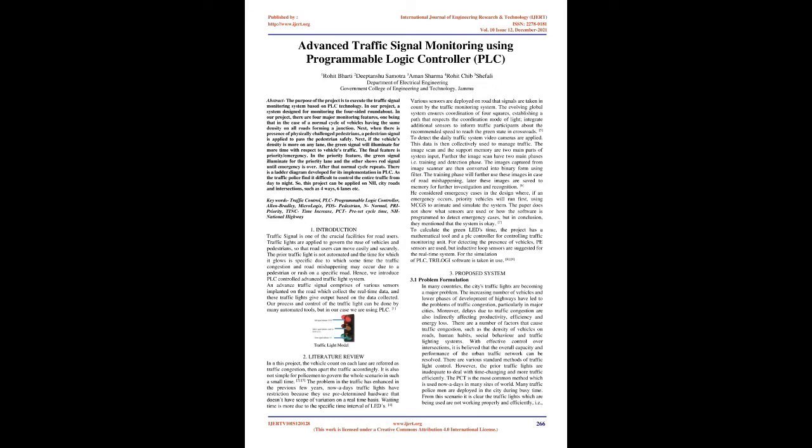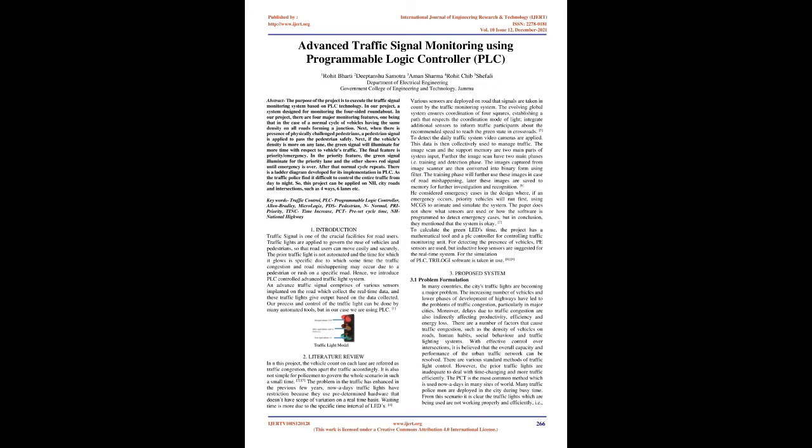The image scan and the support memory are 2 main parts of the system input. Further, the image scan has 2 main phases, i.e. training and detection phase. The images captured from the image scanner are then converted into binary form using a filter. The training phase will further use these images in case of road mishaps. Later these images are saved to memory for further investigation and recognition.